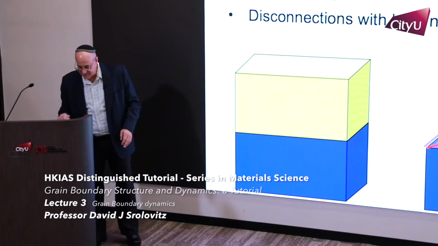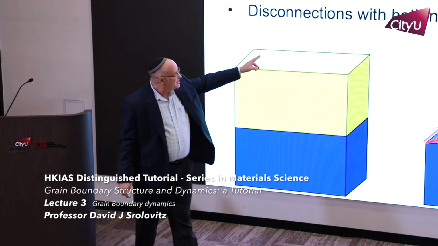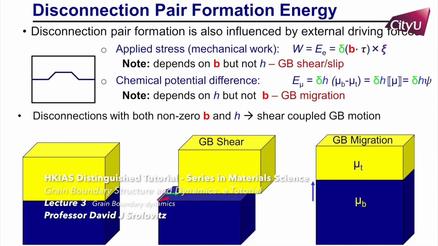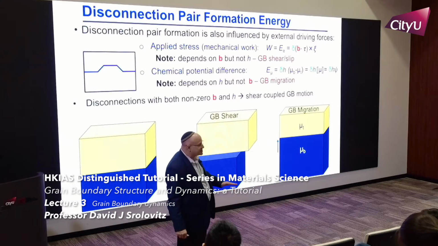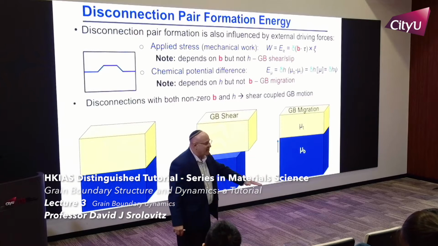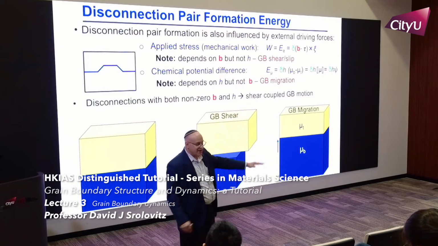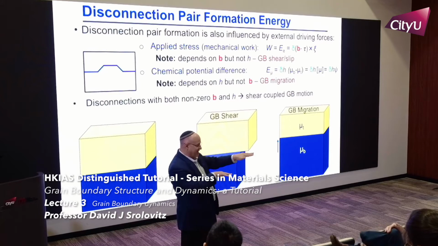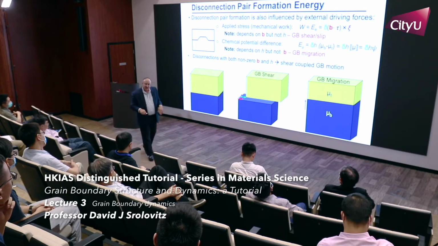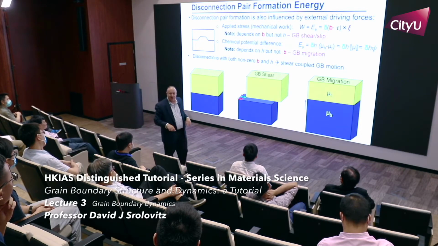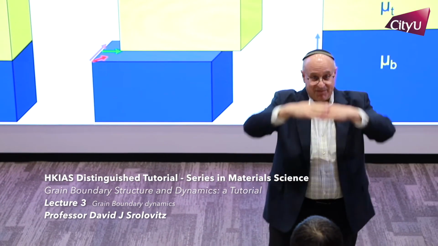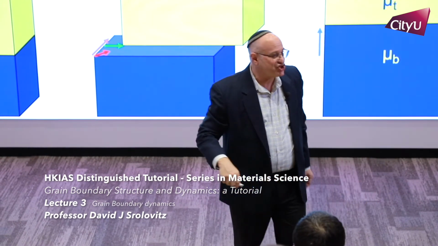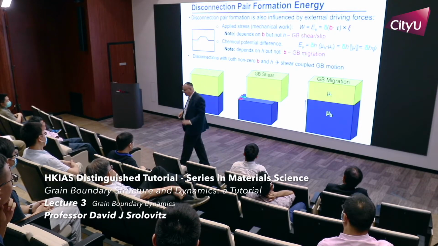So, disconnections with non-zero Burgers vector and with non-zero step heights suggest that when the disconnections move, the grain boundary should both translate and shear simultaneously. And so if I tell you what B and H are, I know what the ratio is between how much it shears and how much it migrates. And we call that ratio shear coupling, and I'll go through that in a minute.